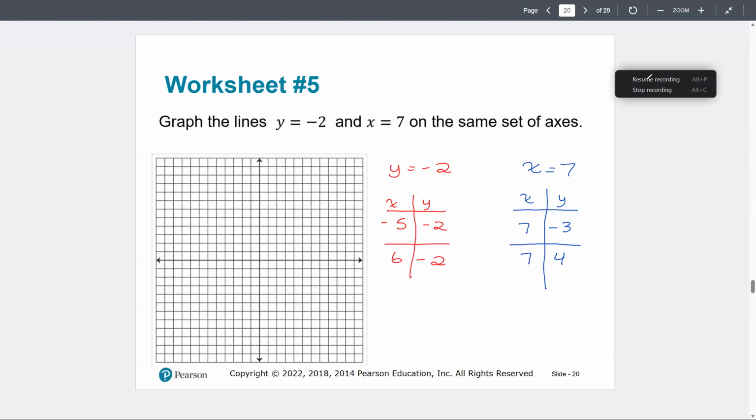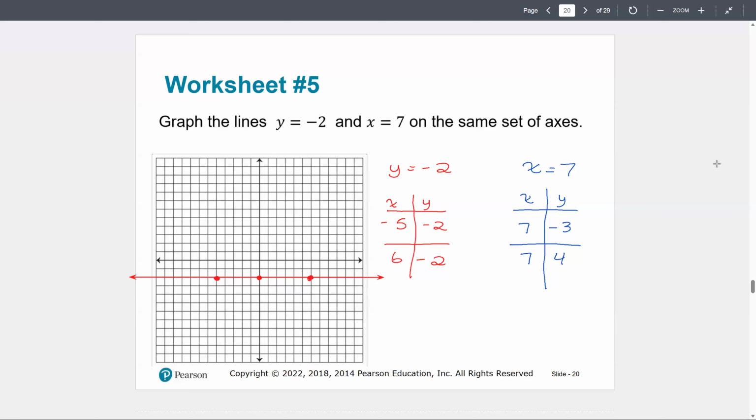All right, so I just put a few points in there to help you out if you need to think about it. But really all it is is that y equals -2. It's y equals -2 right here. That's what I'm looking at. So it doesn't matter what my x value is, because if it's -5, y is still -2. If x is 6, y is still -2. So we're just going to get a horizontal line that intersects at y equals -2.